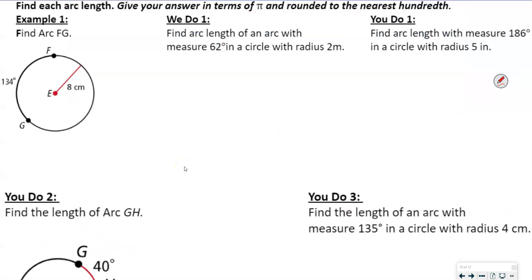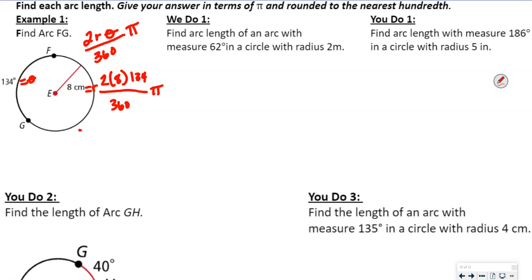So now we're going to use this. Find each arc length, give your answer in terms of pi and round it to the nearest hundredth. So we're going to do it both ways. So remember again, what we're going to do is 2 times the radius times theta over 360 times our pi. We're going to do our pi last, okay? So our radius here is 8 and our theta is the 134. So this is how we're going to set this up. 2 times the 8 times our 134, going to divide all that by 360. And we're not going to multiply by pi first because we want pi in our answer, okay?